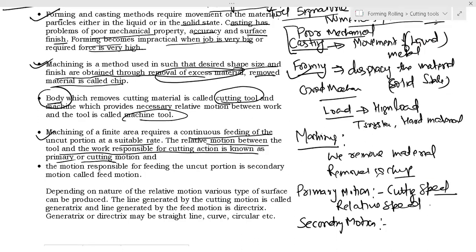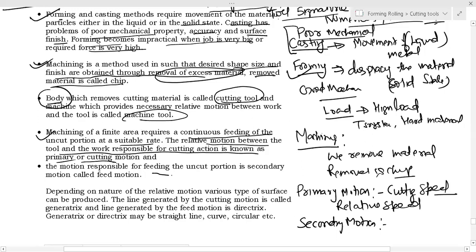Sometimes the workpiece moves, sometimes the tool moves. In case of a shaper, your tool moves and the workpiece is stationary. But in case of a planer, your workpiece moves and the tool is stationary. In case of turning, your workpiece moves and the tool is stationary. But in case of boring or drilling, your workpiece is stationary and the tool moves.